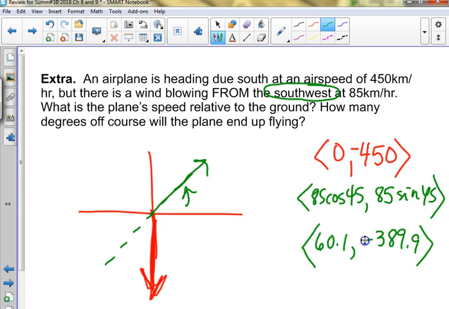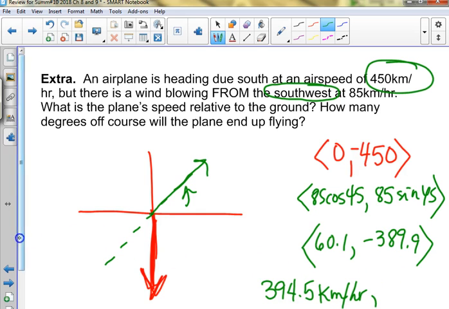Okay, magnitude. 394.5, anyone? So did it help or hurt the plane? The plane was trying to fly 450. It slowed it down, right? Okay, because look how it's pushing the plane back away from there, okay? And then the angle off course, if we do inverse tangent, negative 389.9 divided by 60.1.